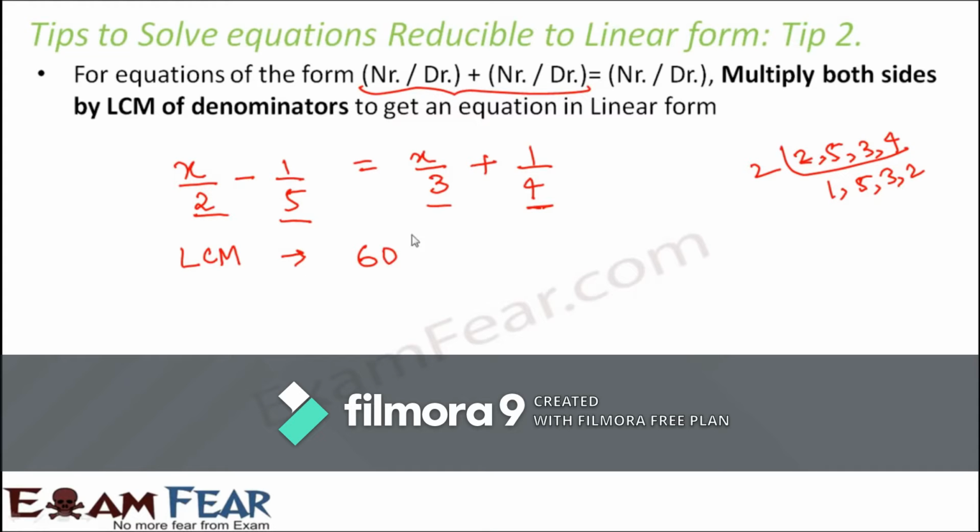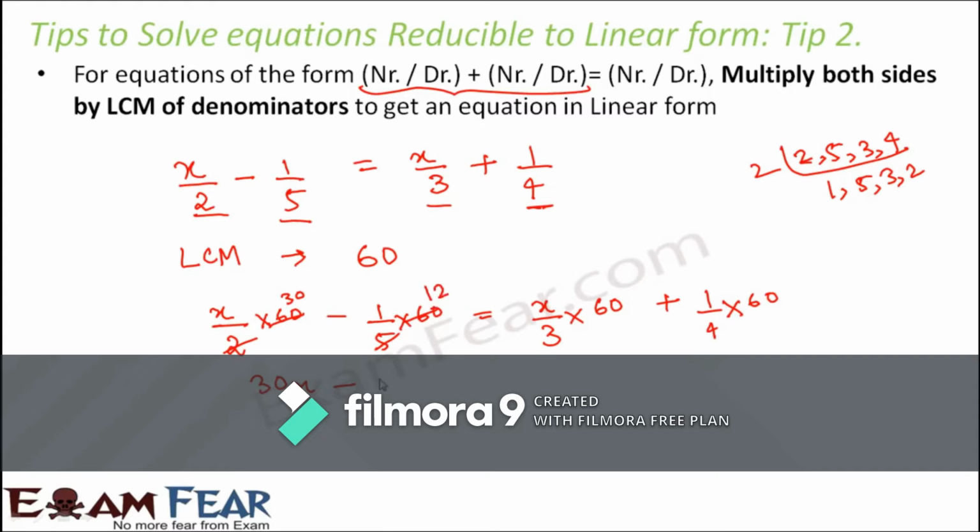Now what you do? Multiply both sides by this LCM. So that means x by 2 into 60 minus 1 by 5 into 60 is equal to x by 3 into 60 plus 1 by 4 into 60. So we have multiplied everything, both the sides by 60. So this would be 2 into 30. So this would be 30x minus this would be 5 into 12, 60 minus 12. This would be 3 into 20. It would be 20x plus 4 into 15. So this would be 15.